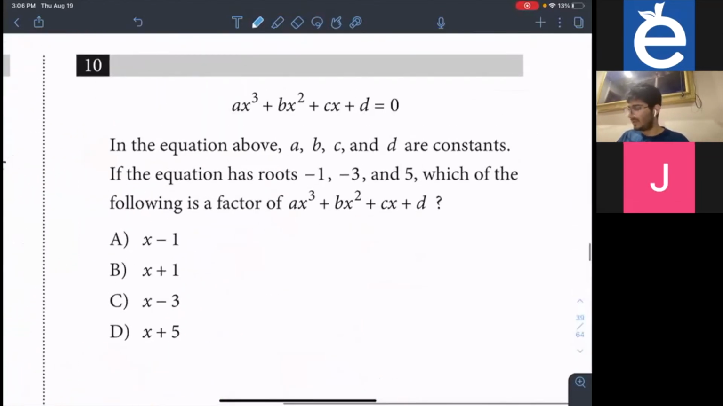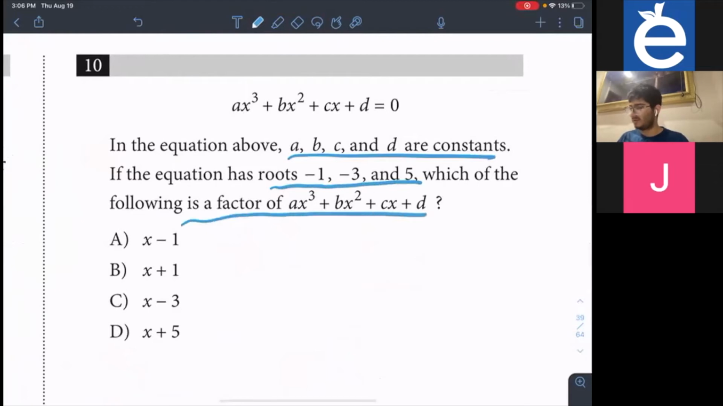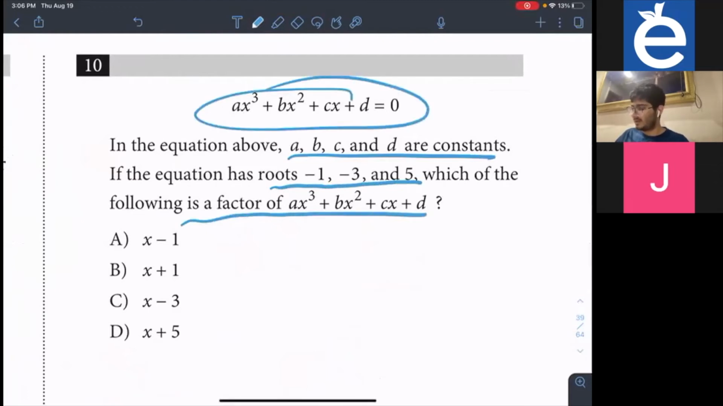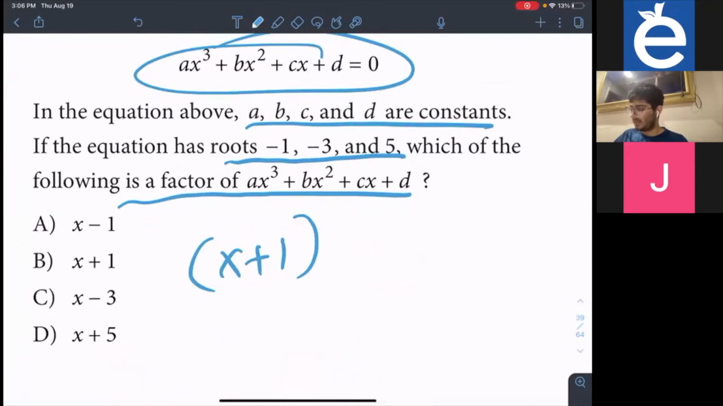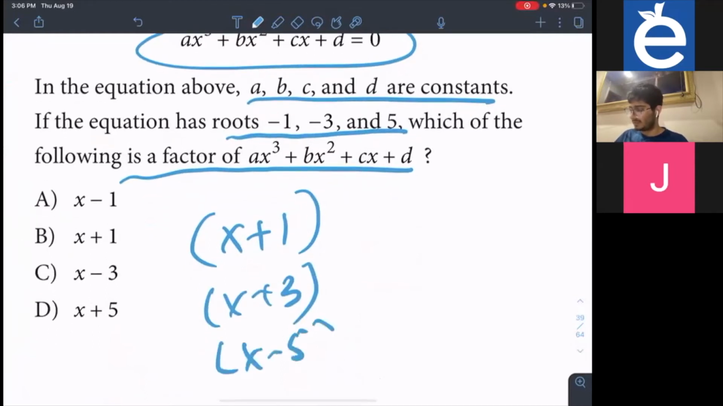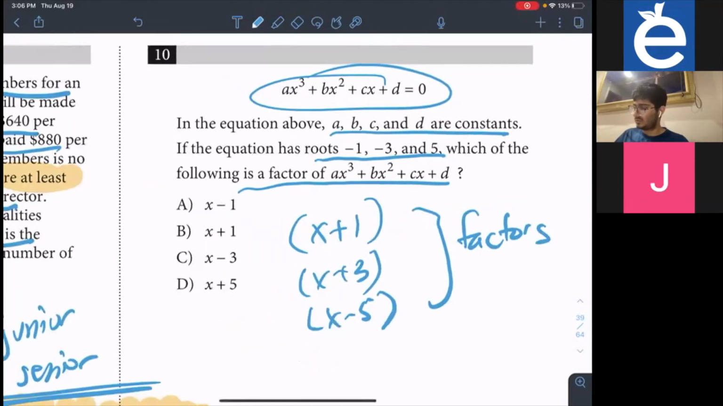Question 10. In the equation above, A, B, C, and D are constants. If the equation has roots -1, -3, and 5, which of the following is a factor of this? If the root is -1, the factor would be x plus 1. If the root is -3, then it would be x plus 3. If the root is 5, then it would be x minus 5. These are all the factors, because you just do the opposite.